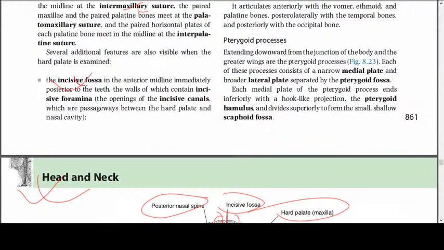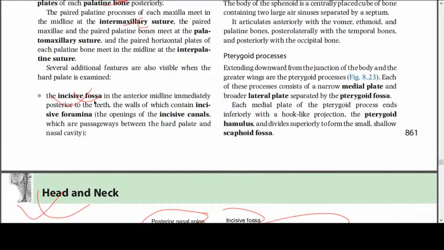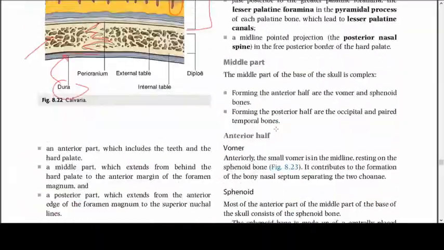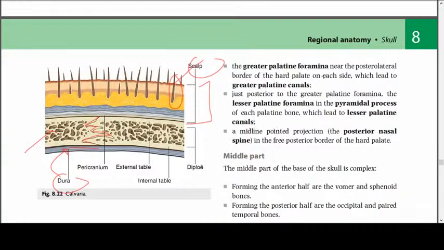Incisive fossa, we all talk about incisive fossa. Incisive fossa is the midline depression immediately posterior to the teeth, which contains the incisive foramen. The incisive foramen is the opening of the incisive canals, which are passages between the hard palate and the nasal cavity. What else does it contain? The greater palatine foramen near the side, which leads to the greater palatine canals.